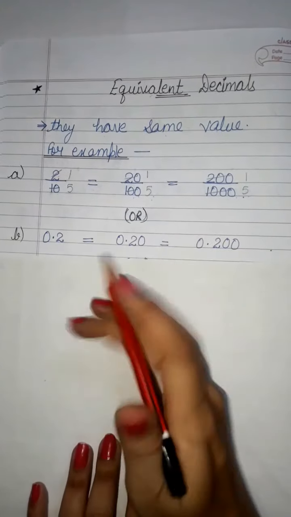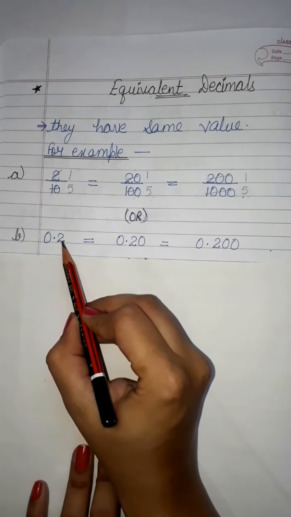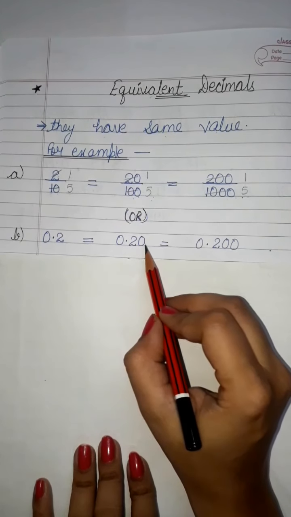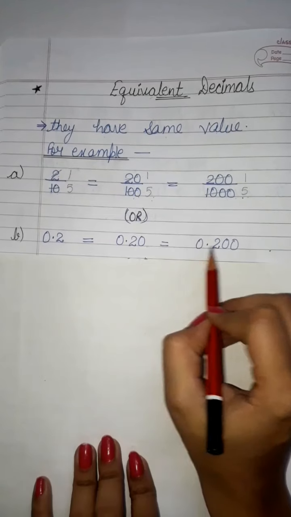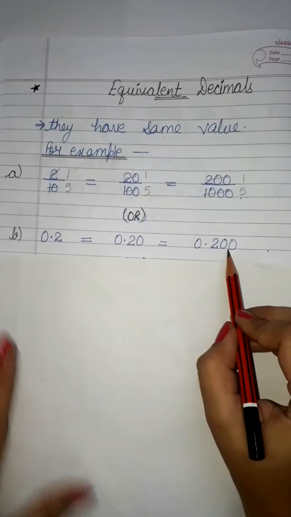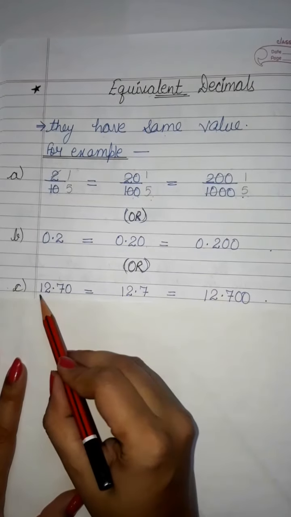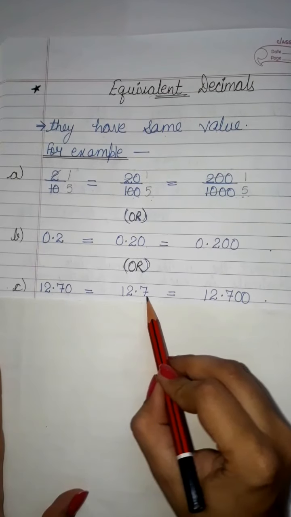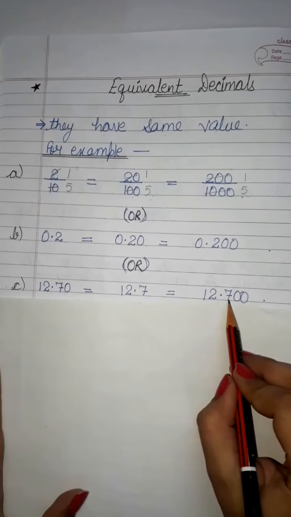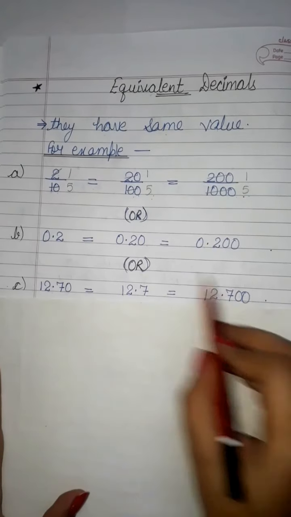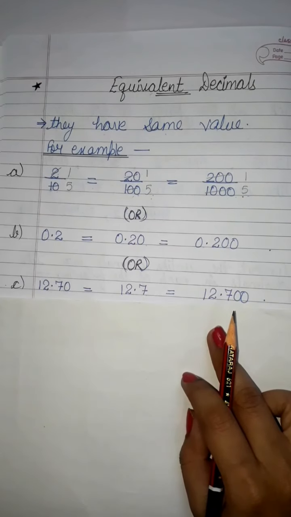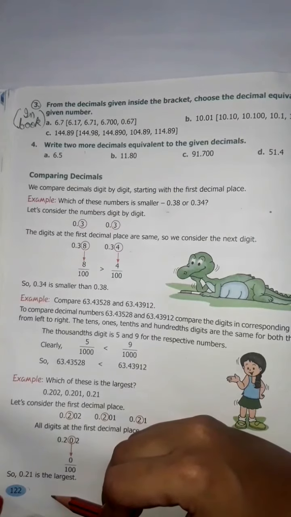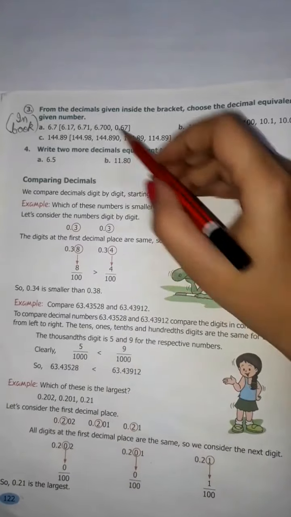See, in the decimal part, 0.2, either you write it like this or add 0 after the number at the end. So it will have the same value. Or you can see this, 12.70, or you can write directly 12.7 or 12.700. They all have equal value. Children, let's see question number 3. Open page number 122. In this, what do we have to do?